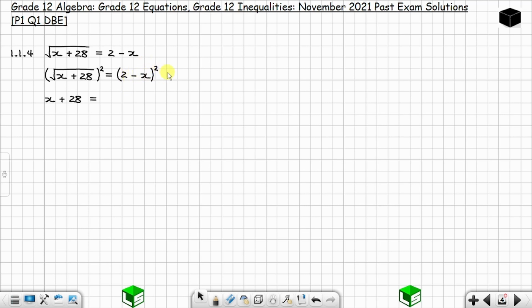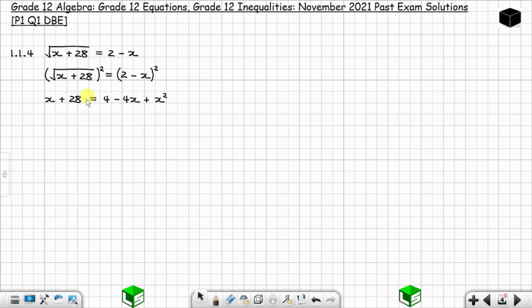times another 2 minus x in brackets. So you are going to have 2 times 2, which is 4. And you have 2 times negative x, which is negative 2x. And you have negative x times 2, which is another negative 2x. So negative 2x minus 2x gives you minus 4x. I hope you can do that. And then you have negative x times negative x, which will be plus x squared.